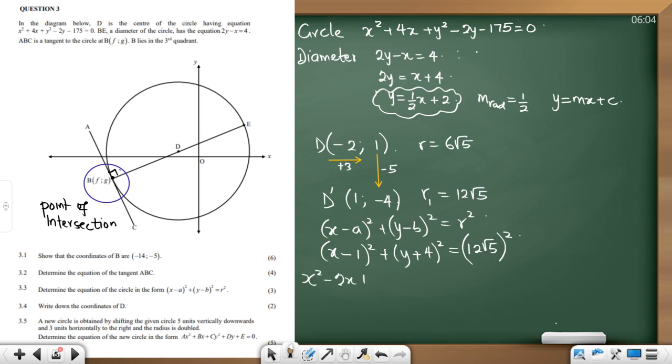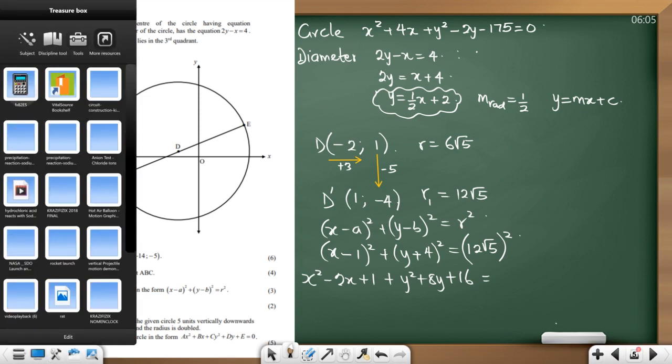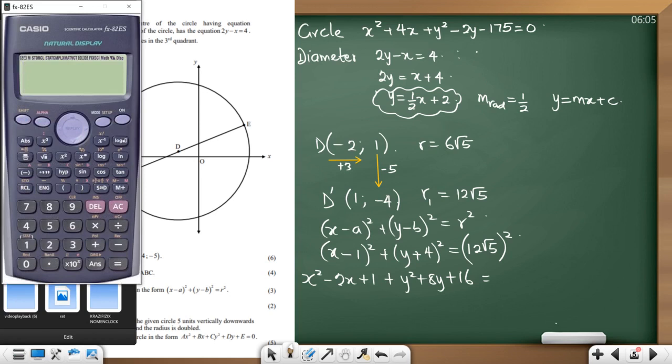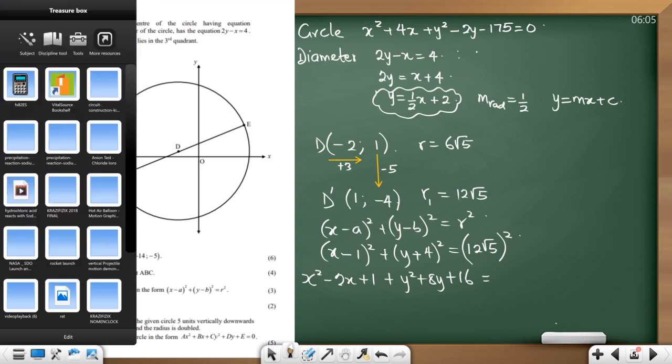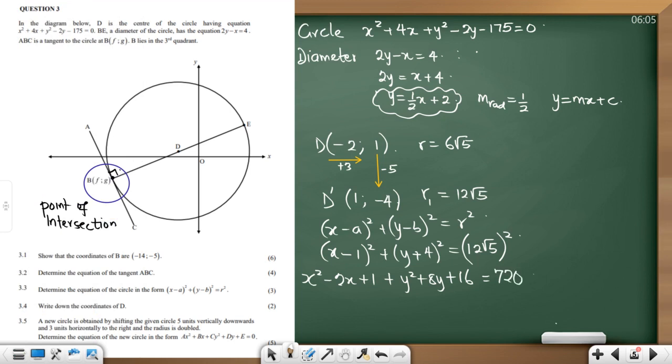Let's simplify by expanding. x squared minus 2x plus 1 plus y squared plus 8y plus 16, by foiling. And your 12 root 5, what will that be? I can already just bring that over to the other side. Let me get a calculator quickly. That is 144 times 5, by the way. 12 root 5 all squared is 720. Okay. But look at the form they want us to write it.